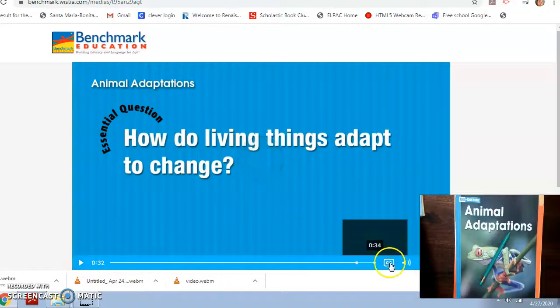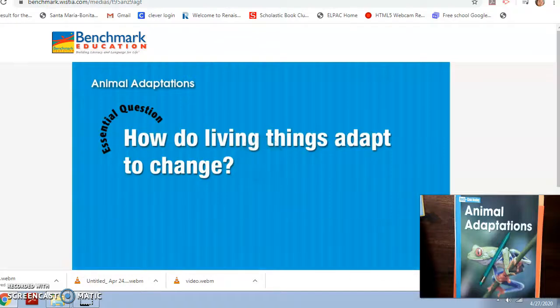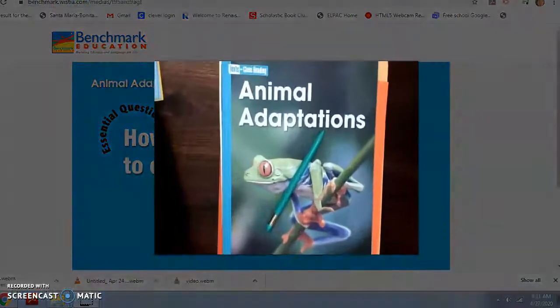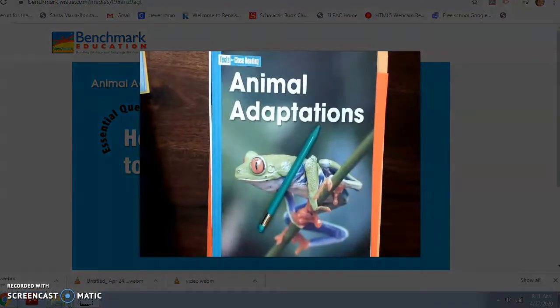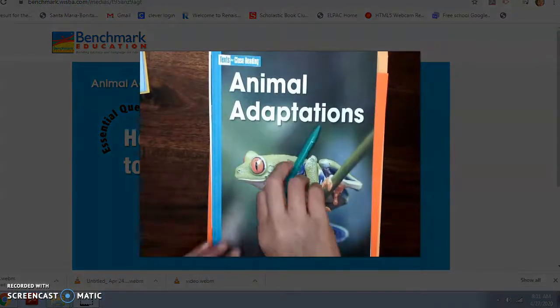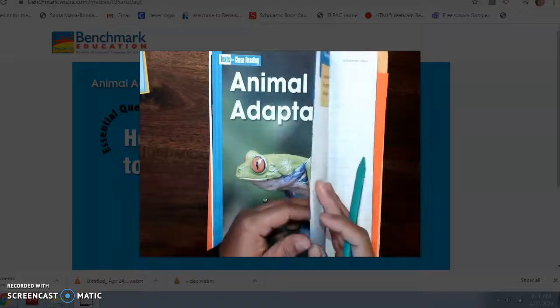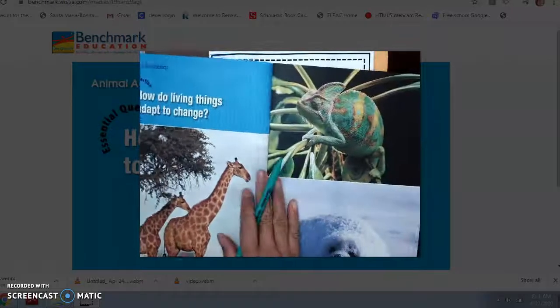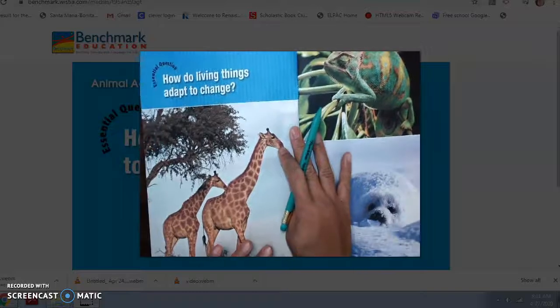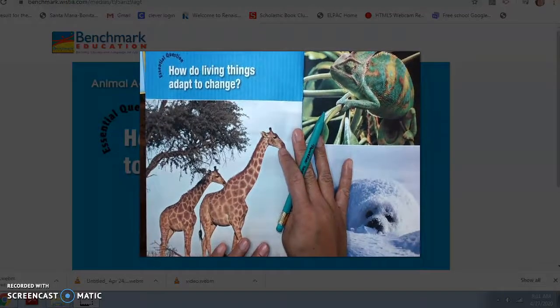So that is our question, our essential question, our main focus of reading Unit 3, Animal Adaptations. So let's take a look at the cover and at page 2 and 3. We're going to find our essential question where the video left off. How do living things adapt to change?